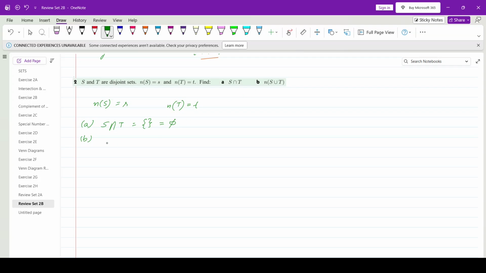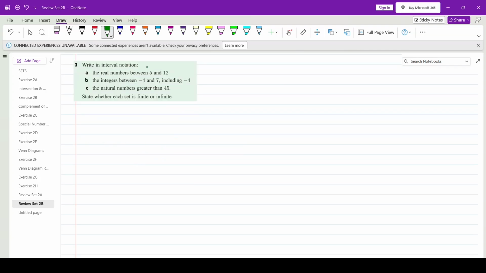and the number of elements in S union T is going to be the number of elements in S plus the number of elements in T minus the number of elements in S intersection T according to the formula. Now this is small s, this is small t, and this is 0 from here. So this is going to be s plus t, and that is our answer. Let's go to the next question.